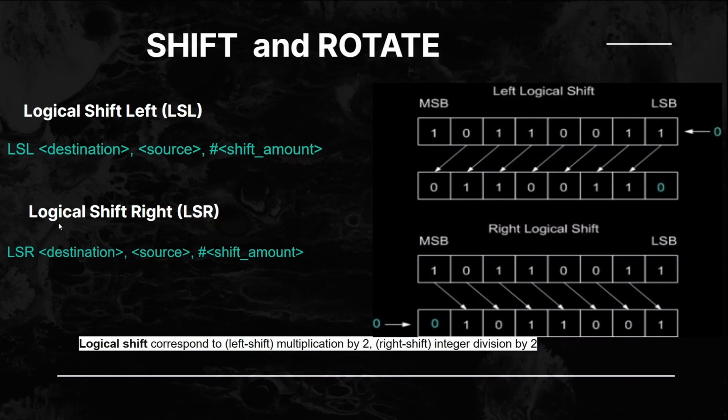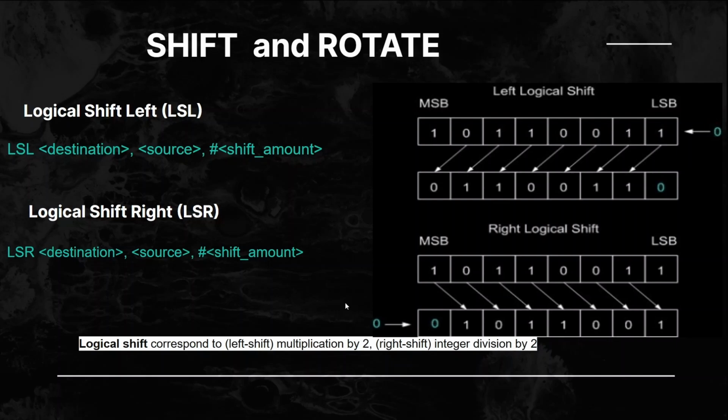The LSR, or the logical shift right instruction, shifts the bits of the register to the right by the specified number of positions. The zeros are shifted into the most significant bit, the leftmost bits, and the bits shifted out of the least significant bit are filled with the zeros. As you can see, the bits from the MSB to the LSB are shifted towards the right, and the empty space that is created at the MSB is filled with the zeros.